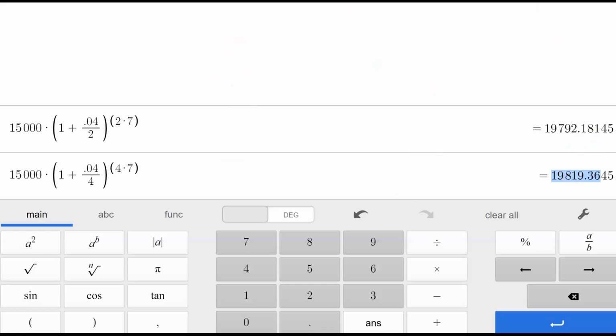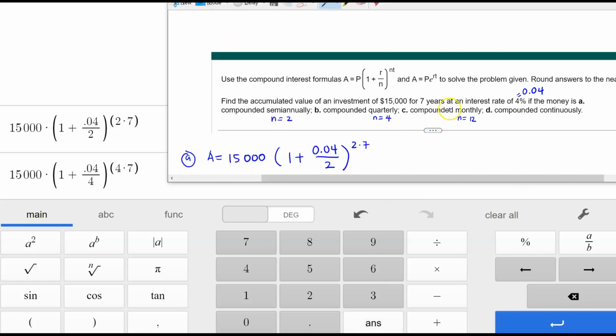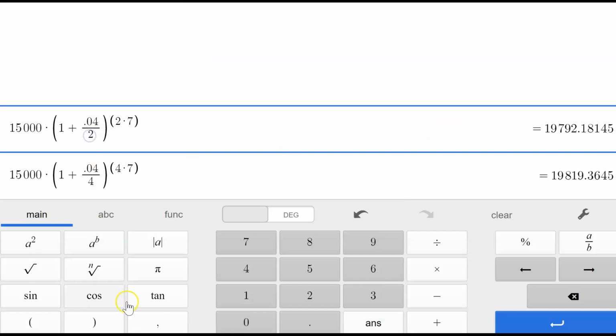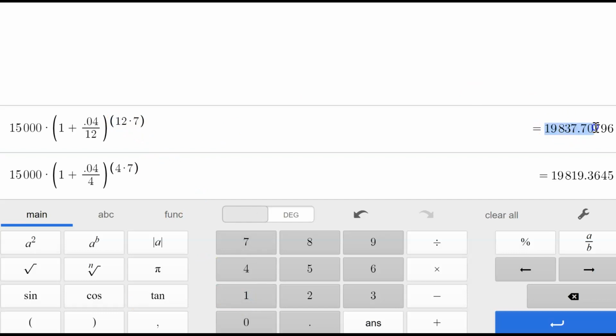Now, similarly, for letter C, if it's compounded monthly, you just change that 2 to 12. So this number here will be the amount that you are going to type in. But in this case, if you look at that 0, the number next to it is 7, and that's greater than or equal to 5. So you're going to add 1 to 70. So the answer will be 19,837.71. That's what you're going to input to your test.